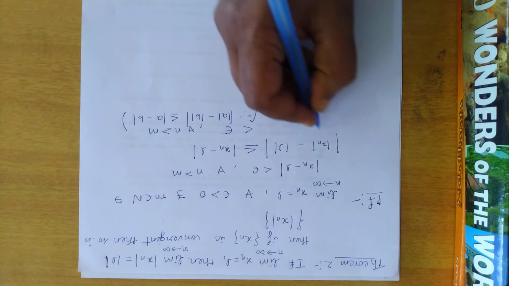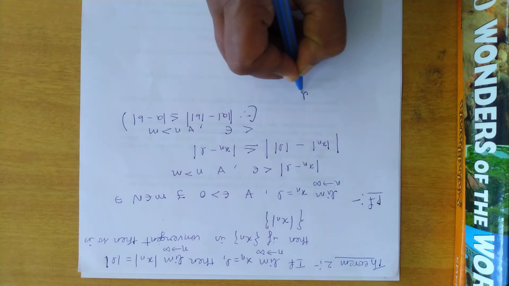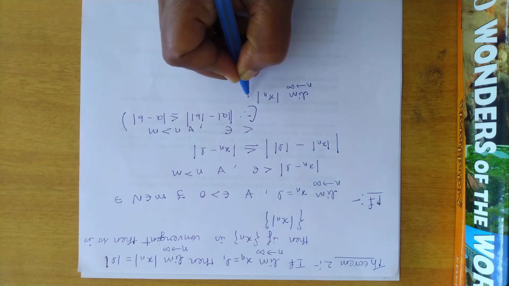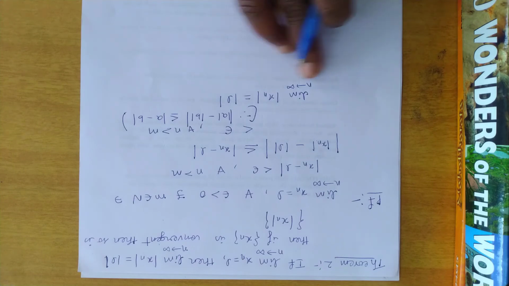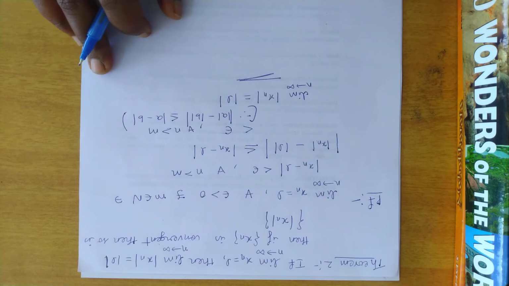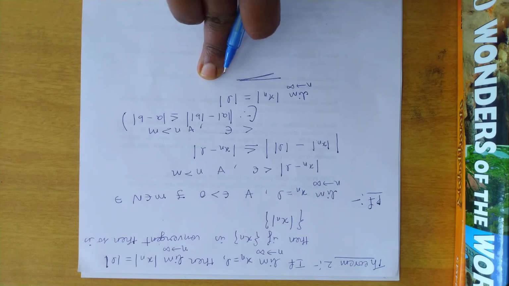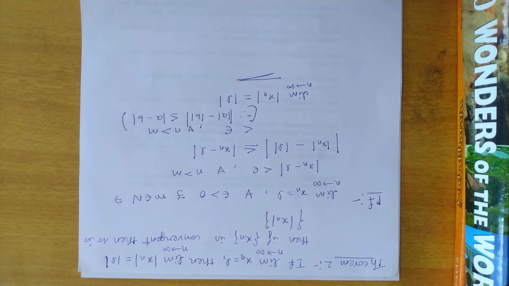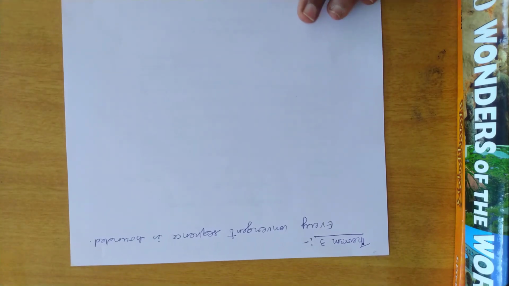So now what do I understand here? Since this is less than epsilon, therefore limit n tending to infinity modulus of xn is equal to modulus of L. So this proves the theorem that limit n tending to infinity modulus of xn also converges to modulus of L. This is theorem 2. Now let's move on to the last theorem, theorem 3.